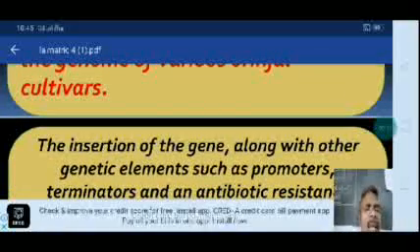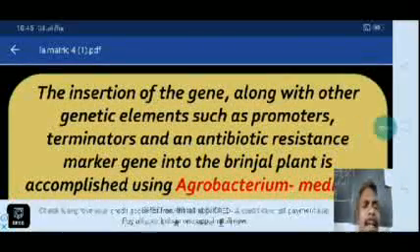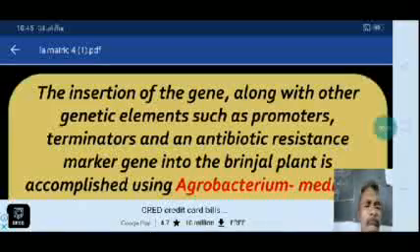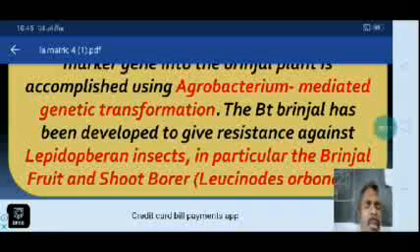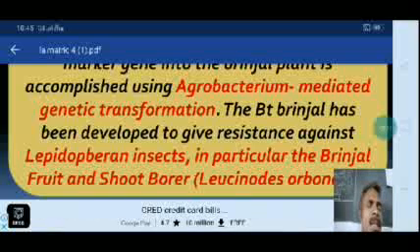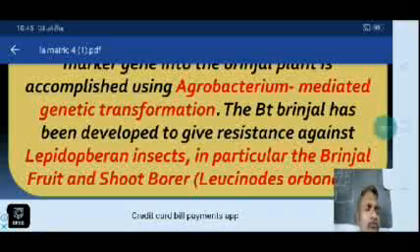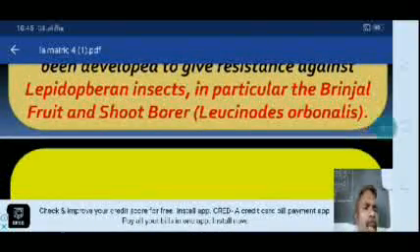Insertion of the gene along with genetic elements such as promoters, terminators and an antibiotic resistance marker gene into the brinjal plant is accomplished using Agrobacterium-mediated genetic transformation. Bt brinjal has been developed to give resistance against Lepidopteran insects, that is butterflies and moths. In particular, the brinjal fruit and shoot borer, Leucinodes orbonalis.